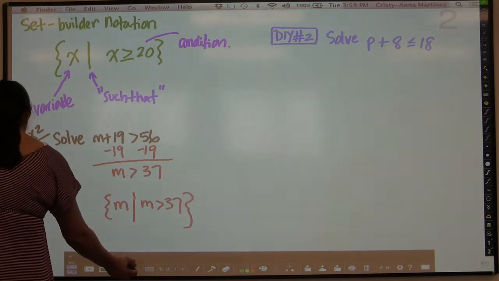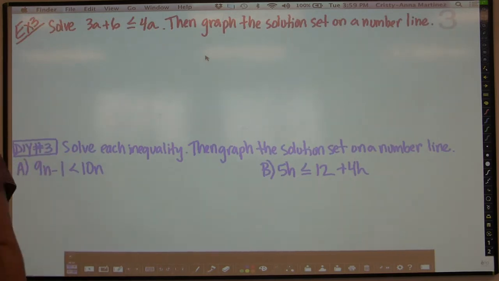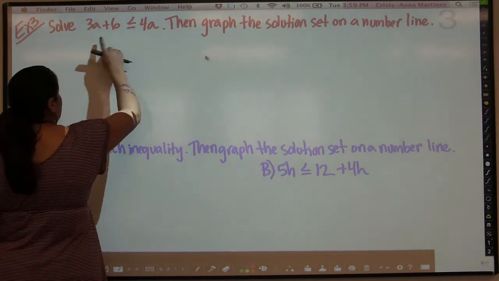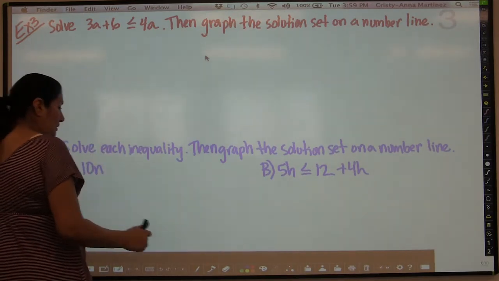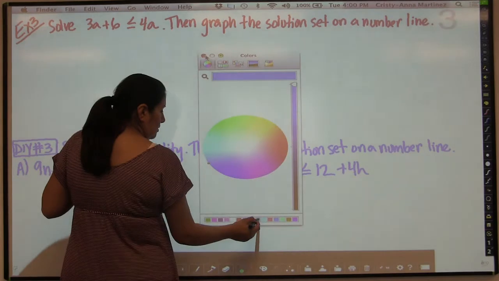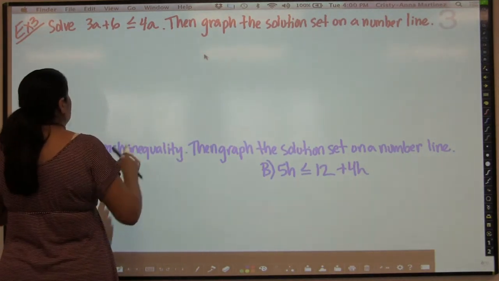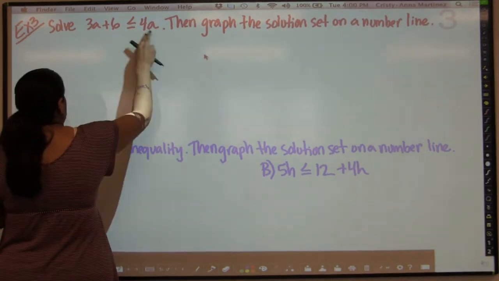All right. Okay. And then we have example 3. And in example 3, the only difference is now that we have variables on both sides of the equal sign. So we want to make sure that we know how to handle that. So you can do this a couple of ways. You can move the 4A's over here or move these 3A's over there.